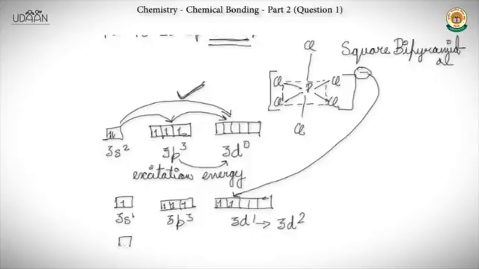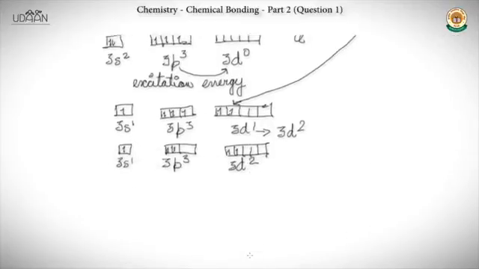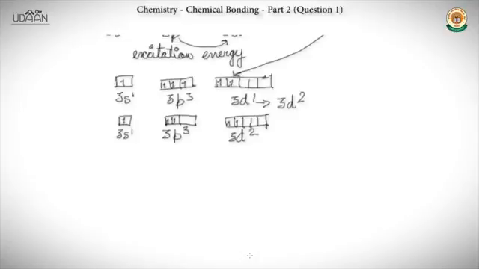So what we'll finally have is 3s1, 3p3 and 3d2. So now we know that we've arrived at 3s1, 3p3 and 3d2. What is the next step? Next, all the chlorines will give one electron each to the 3s, 3p and 3d orbitals and they will form a bond.